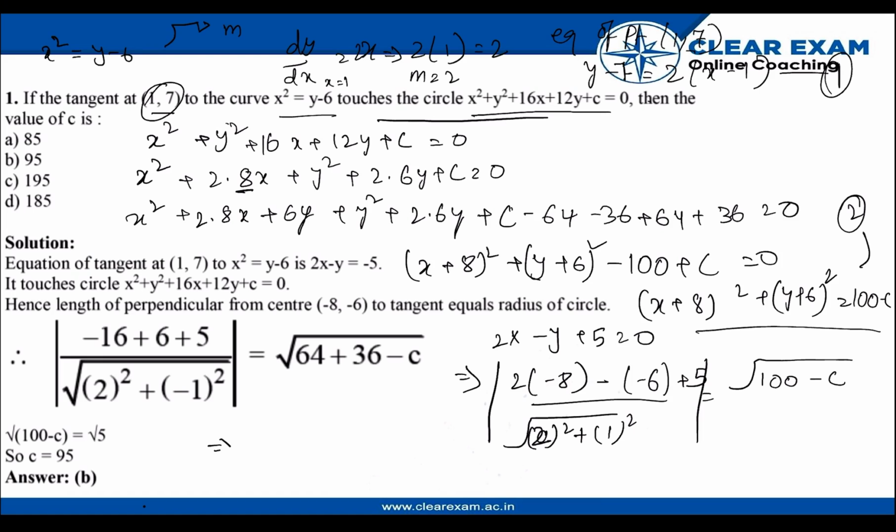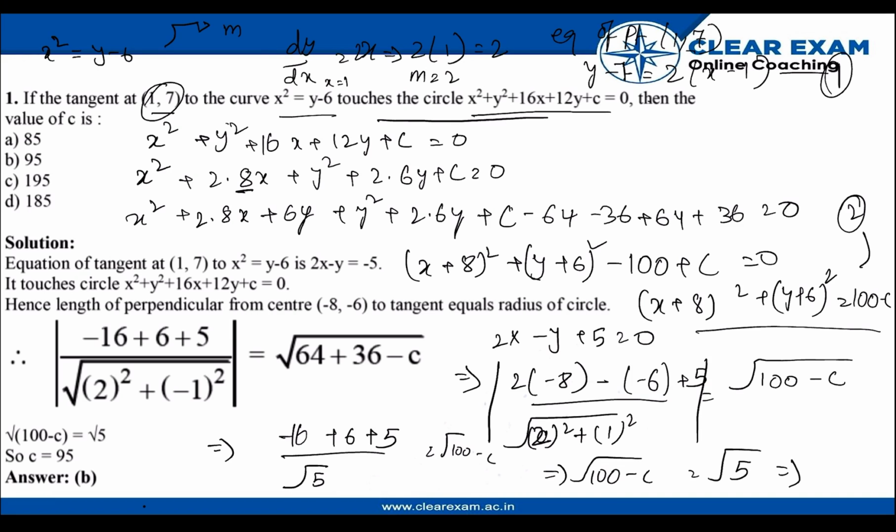So solving these equations, we get minus 16 plus 6 plus 5 upon under root 5 equals under root 100 minus c, implies under root 100 minus c equals under root 5. Squaring both sides, we get 100 minus c equals 5, implies c equals 95, which is the correct answer.